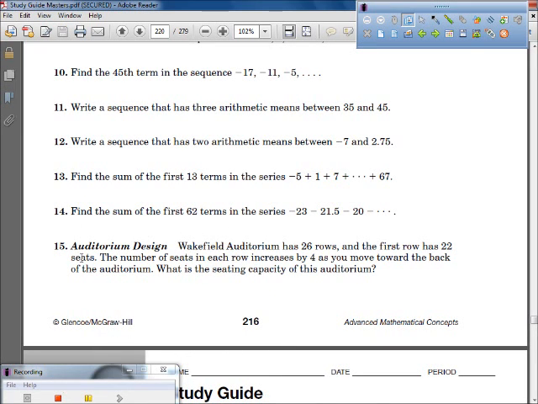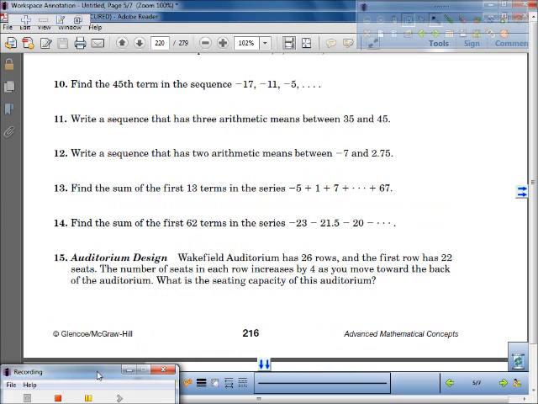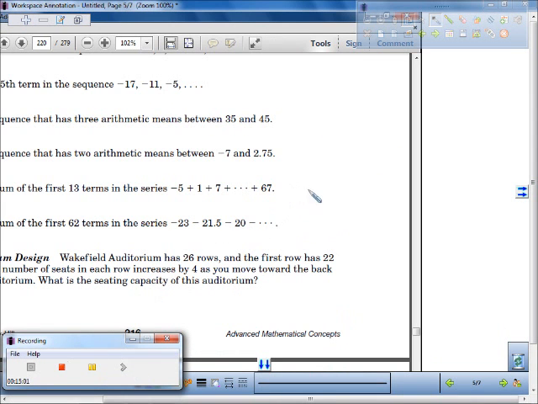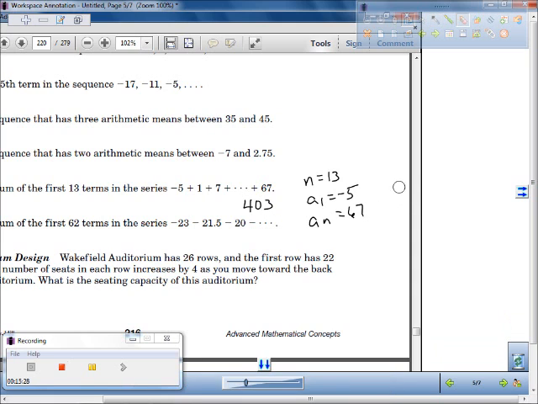Problems 13, 14, and then I think 15, I'll have to look at it again, all involve series. Alright, 13, we're told to sum the first 13. So we know n is equal to 13, a1 is negative 5, and a sub n is equal to 67. We've done these quite a bit, so you can either refer to another video or ask me in class, but for this one you should come up with 403. And again, we're just using this formula, S sub n is equal to n over 2 times a1 plus a sub n.